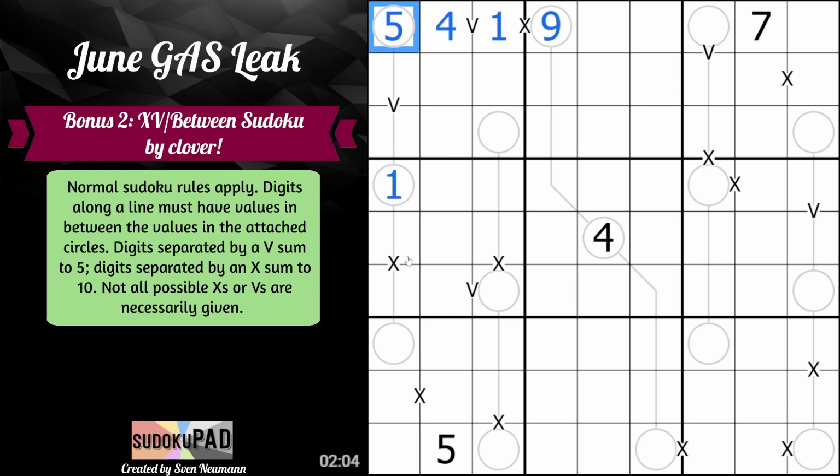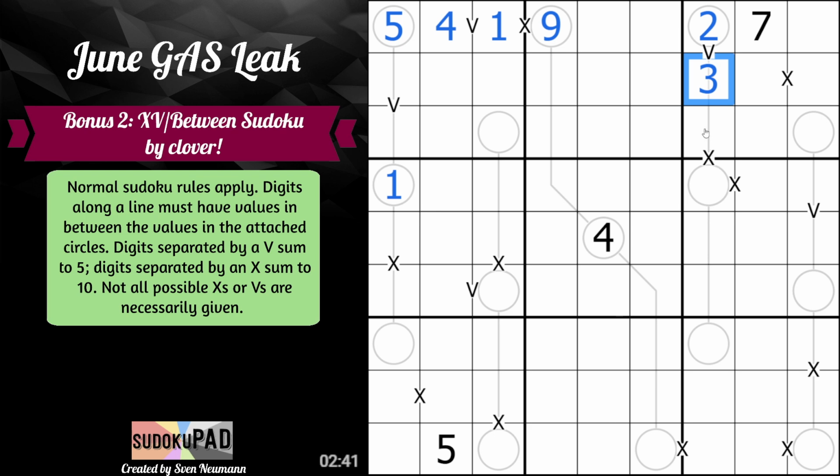Then 2, 3 says this has to be 4, 6. And then 7, 8, 9 are all valid options for the circle here, for the circle of this between line. This is 5, 6, 7, 8, so we don't even know more specifically what goes there. How do we do this? 3, 2 doesn't work. It has to be 2, 3 because we know it can't be 1, 4.